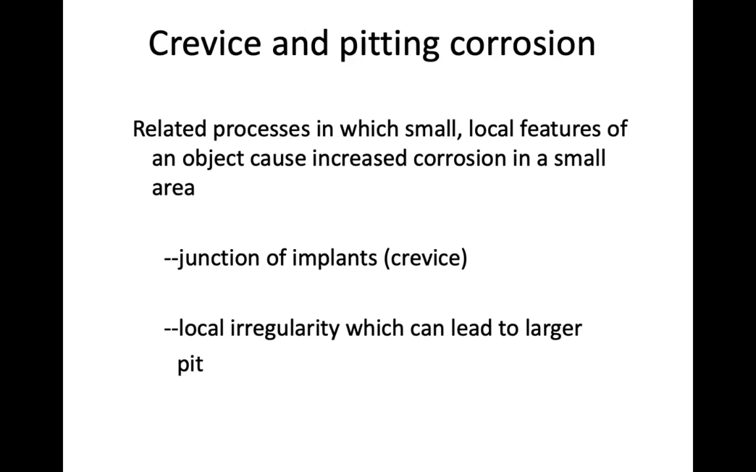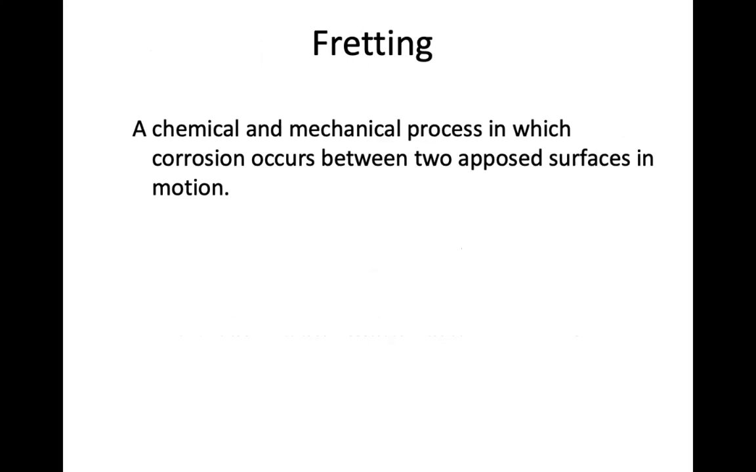There's crevice and pitting corrosion, which are related processes in which small local features of an object cause increased corrosion in a small area. This is relevant to arthroplasty because there's a lot of modularity in arthroplasty components, a lot of junctions in which crevices are found in which corrosion can occur. Pitting corrosion refers to local irregularities which can lead to larger pits. Fretting is a chemical and mechanical process in which corrosion occurs between two opposed surfaces in motion. And this applies to arthroplasty, again, at modular junctions.